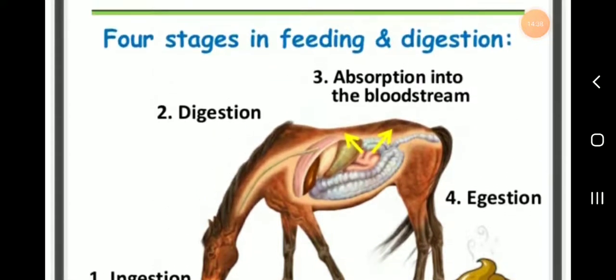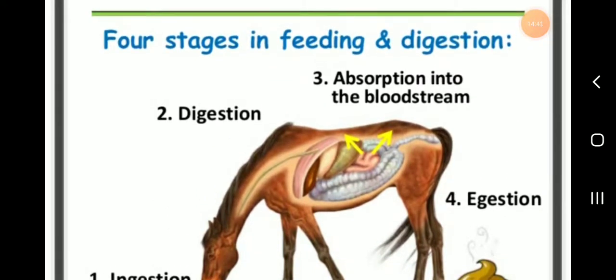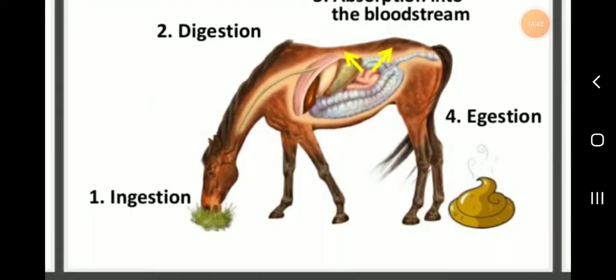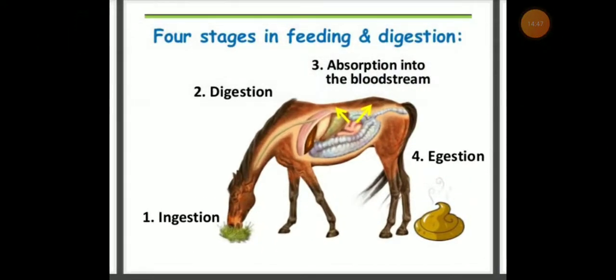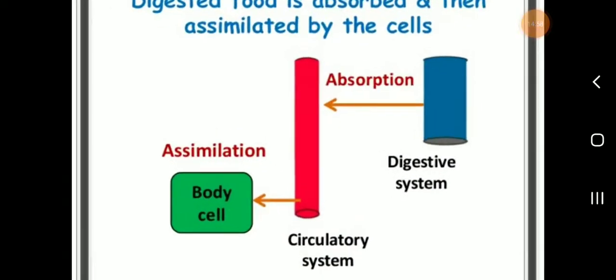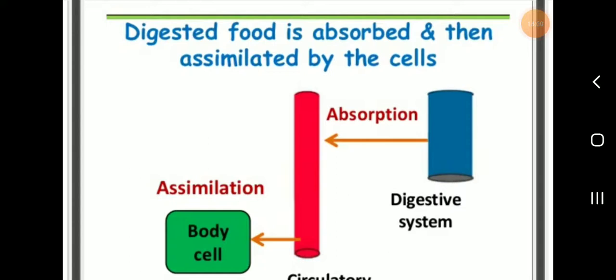Ingestion, digestion, absorption into the bloodstream, and egestion. That is a process of mainly 4 steps. Listen: the food is absorbed and then assimilated by the cell.